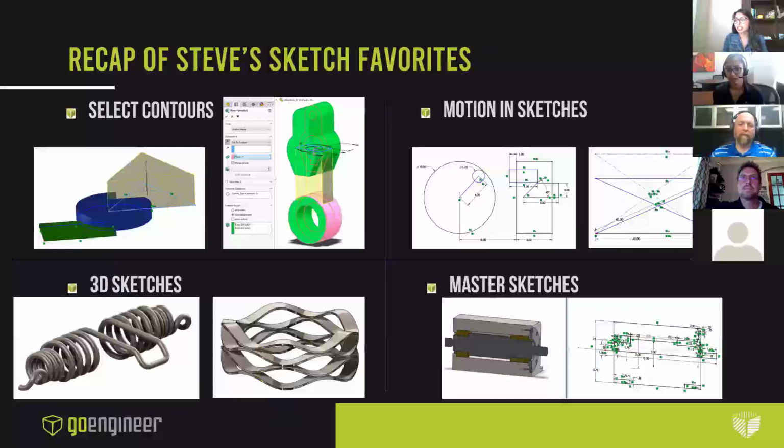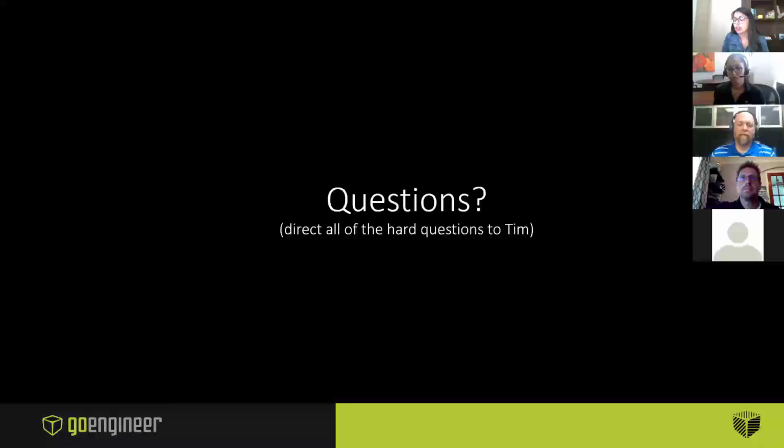We also looked at select contours from Steve. Steve showed us some motion in sketches, and then the 3D sketches that we saw, lots of really cool ways to use sketches to see some of these things. And then master sketches. So at this time, we're going to take some questions.